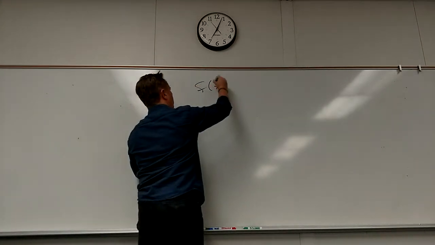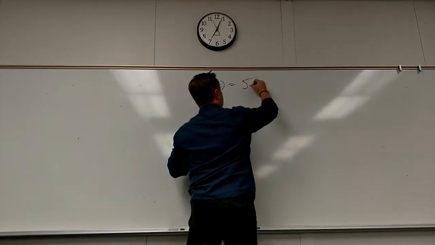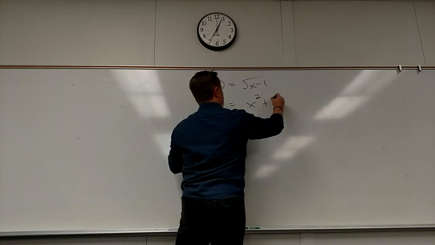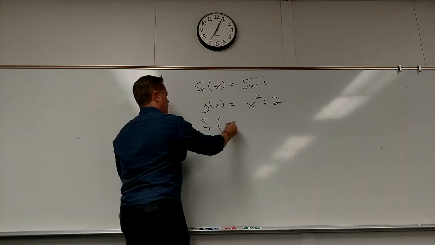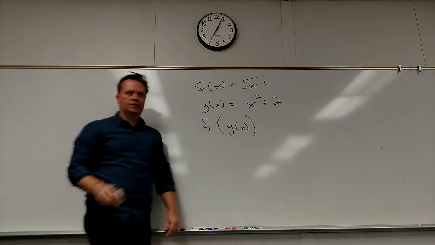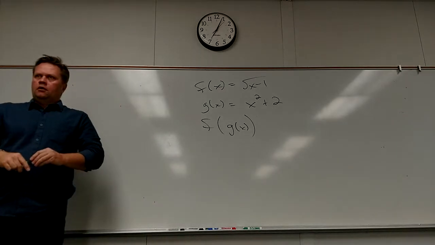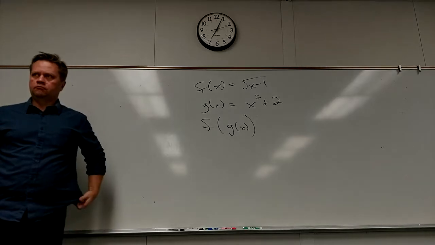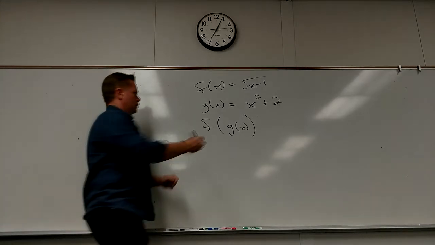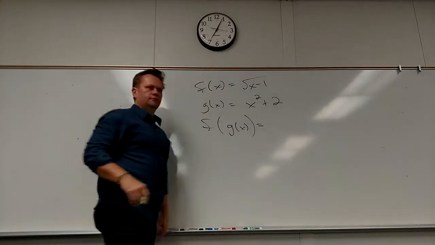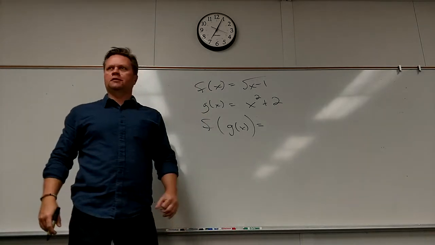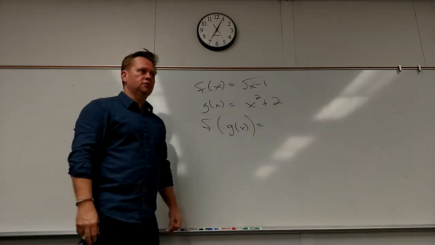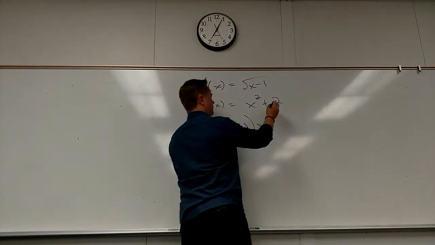Here's a forward one. I give you f of x is square root of x minus 1, and g of x is x squared plus 2. And I say, what's f of g of x? That's composition. Create a function that's composed of those two functions. What would that look like? What are you putting into what? You're putting g into f. That's all you're doing.